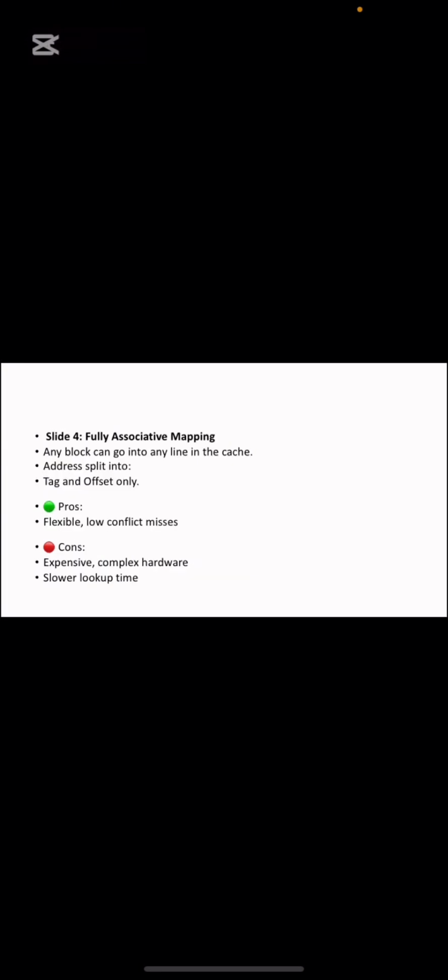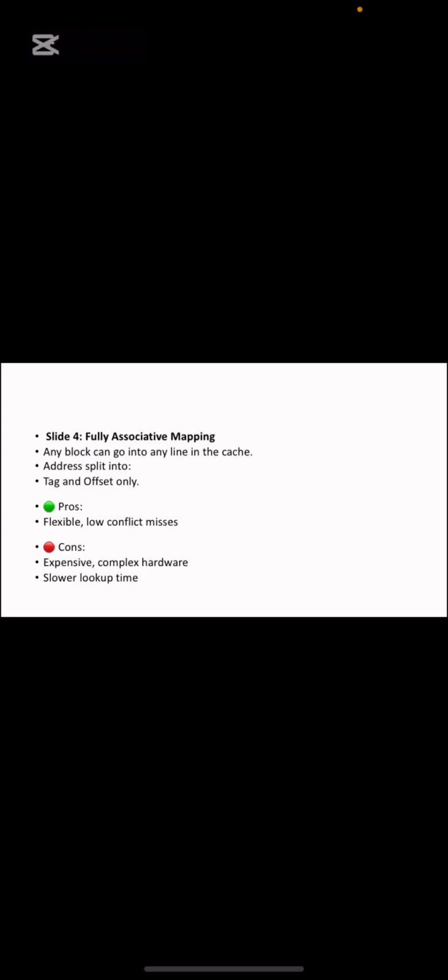The next thing we're going to be looking at is fully associative mapping. With fully associative, any block can go into any line in the cache, but with direct mapping, each block of memory maps to exactly one cache line. So that's the first difference between these two. Another difference is that the address splits into just tag and offset. The set index is excluded.